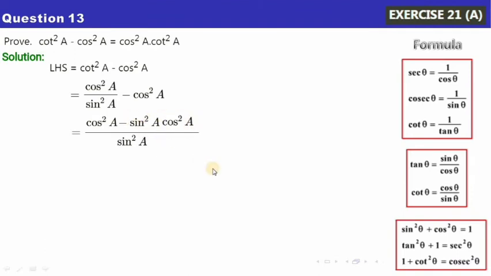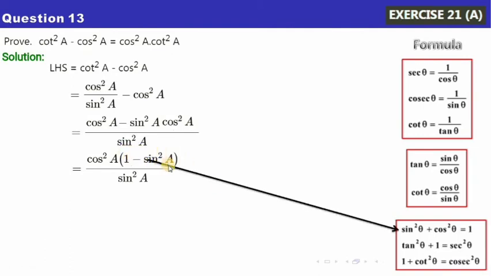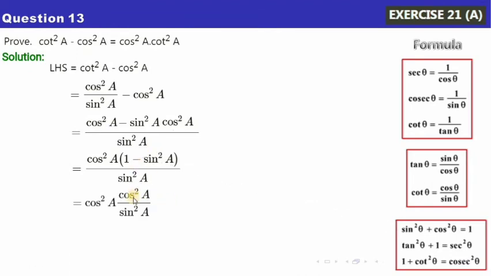Now in the numerator, is there anything common? Can you see? Yes, cos square A is common. So cos square A is common, which means from here only 1 is left. Minus, from the second term we have only sine square A left. Again, if you use this formula, 1 minus sine square A will be cos square A, isn't it? So that's what I'm doing here. Instead of this, I'm writing cos square A. This cos square is kept separately, because we want cos square A also in our proof.